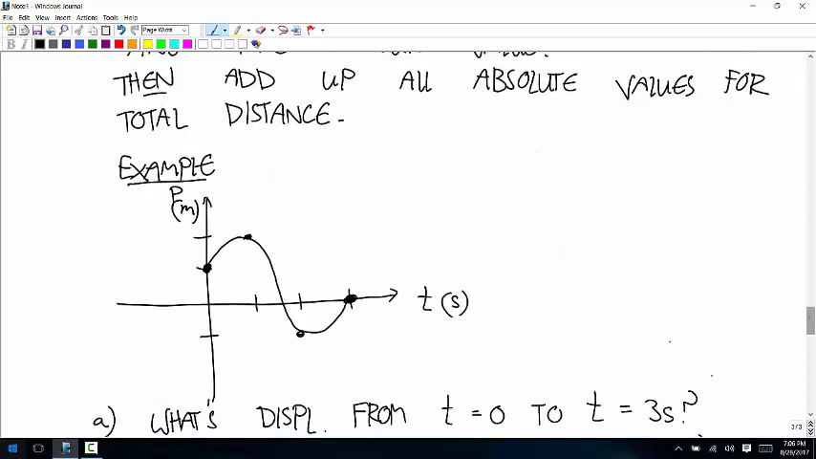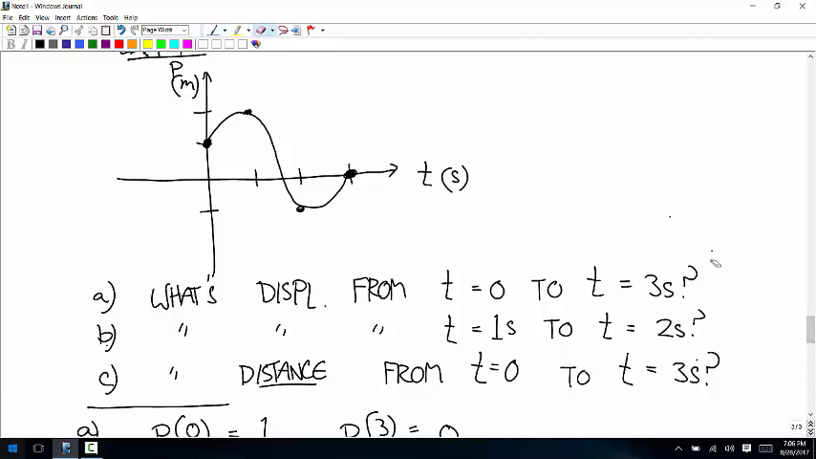So in this case, you could see that it's moving in the positive direction from here to here. So you take the displacement from here to here, which is 1. You take the absolute value of that, which is still 1 because that was positive. Then you go to the second leg where it's going in the negative direction. You take the displacement, which would be -3. You take the absolute value of that, which would be +3.